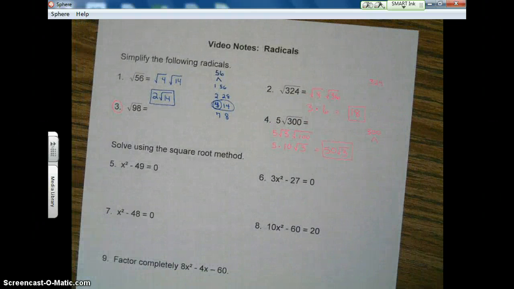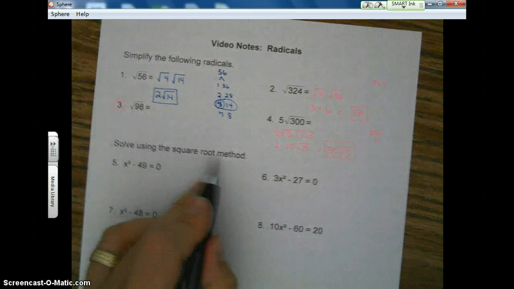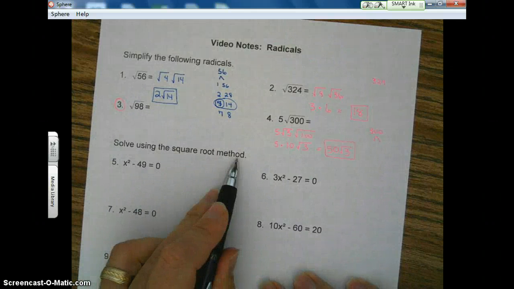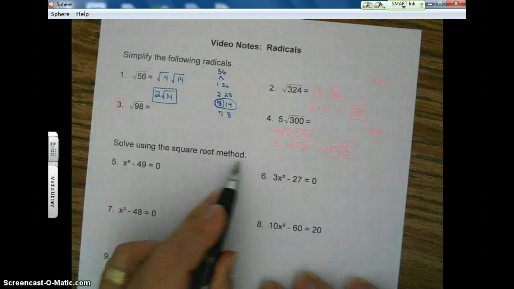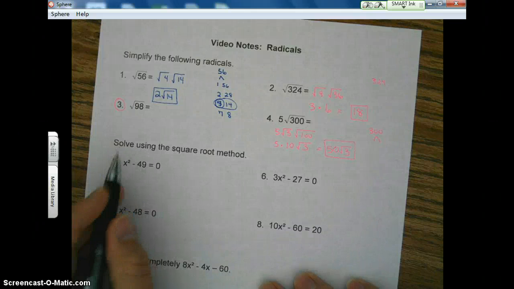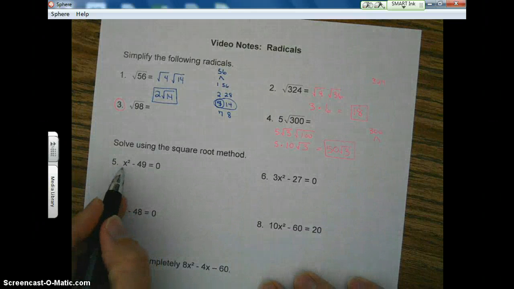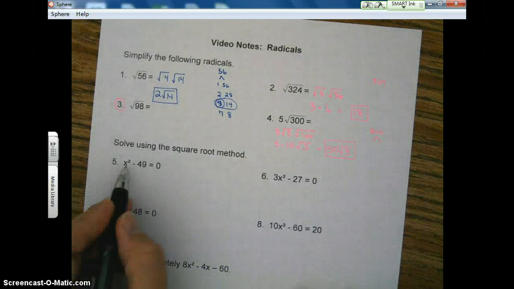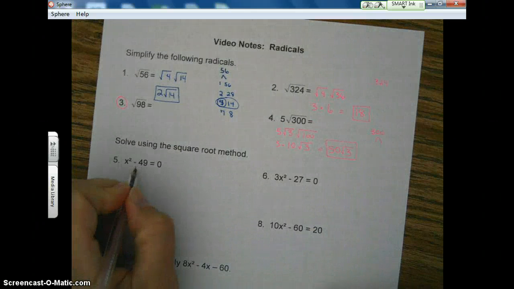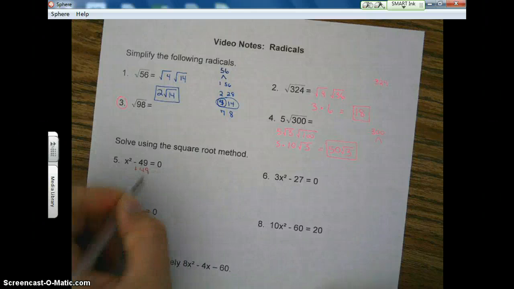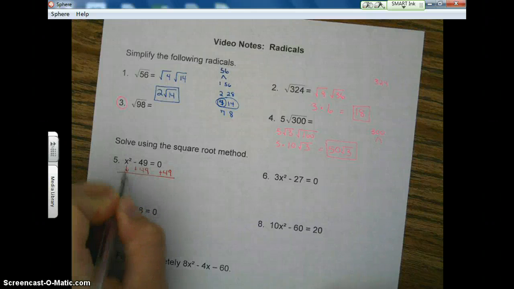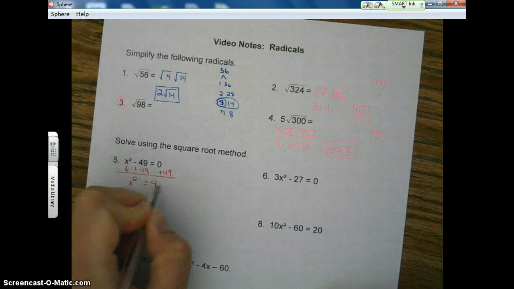Okay, let's go down here and let's solve using the square root method. So the square root method means when we're using the square root method, we're just solving for x, just like normal. So what does that mean? That means that we're trying to get x by itself. Okay, so if I'm trying to get x by itself, then we're going to have to cancel out the minus 49. We're going to bring down the x squared and the 49.